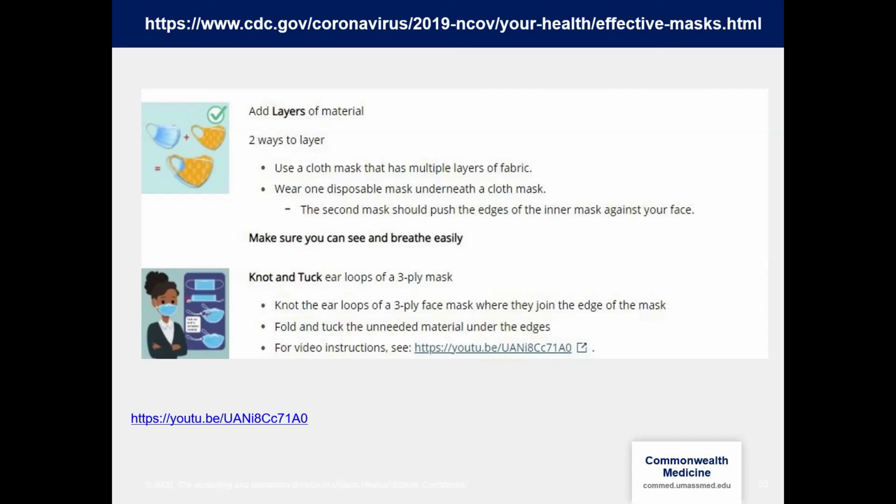And then there's knot and tuck ear loops of a 3-ply mask. There's this video that's really great that shows very quickly how to take a mask and just turn the loops so that you have better protection from the mask. This is what the CDC is trying to do, educate the public to wear masks better and clean them and change them. Some of the conditions of masks that I see are offering no protection. People get lazy and just put them in their car or in their pocketbook, and they're not changing them or cleaning them. That's the danger with cloth masks. I think we're better off having disposable masks, and you dispose of them.